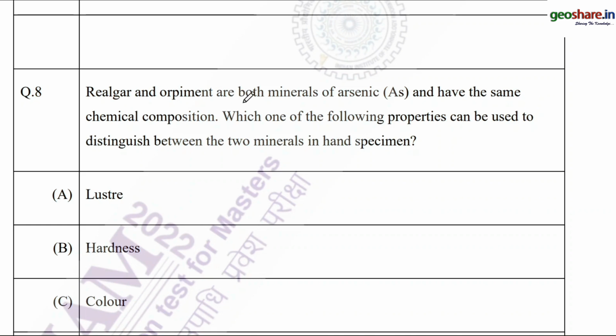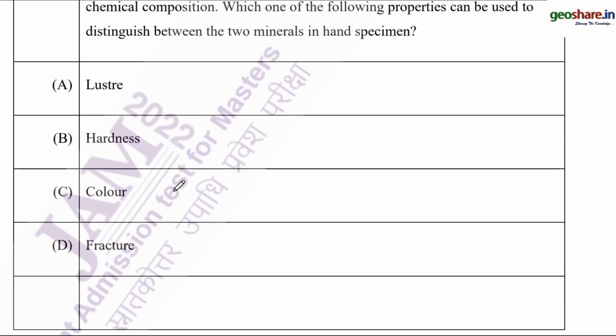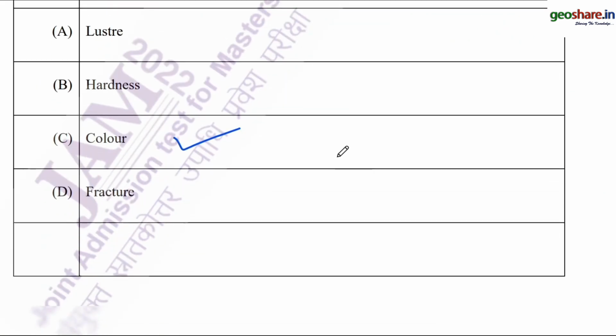Realgar and orpiment are both minerals of arsenic and have the same chemical composition. Which one of the following properties can be used to distinguish between the two mineral hand specimens? C. Color.